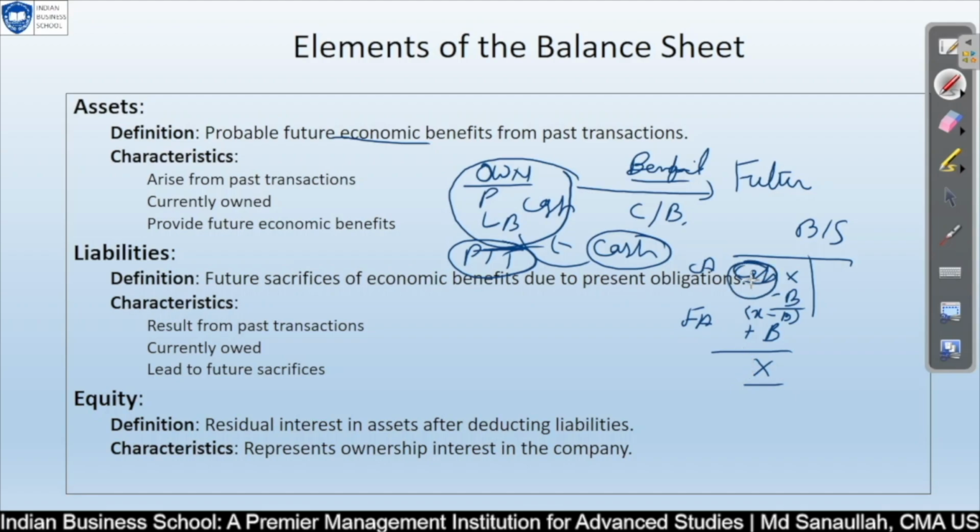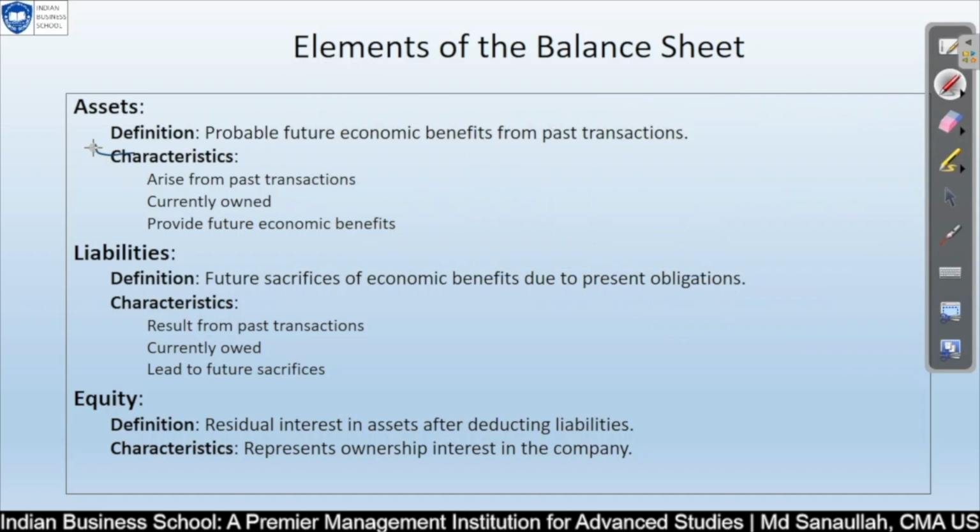So whatever you are having here, that is converted to fixed asset. This is just a transaction. You have not lost anything, you have not gained anything as of now. But since you are going to get benefit in future for more than 1 year, a longer period of time, that is why that is fixed asset. Now we will talk about the characteristic: arises from past transaction. Currently we own this, arises from past transaction and provides future benefit. This is the definition of asset.